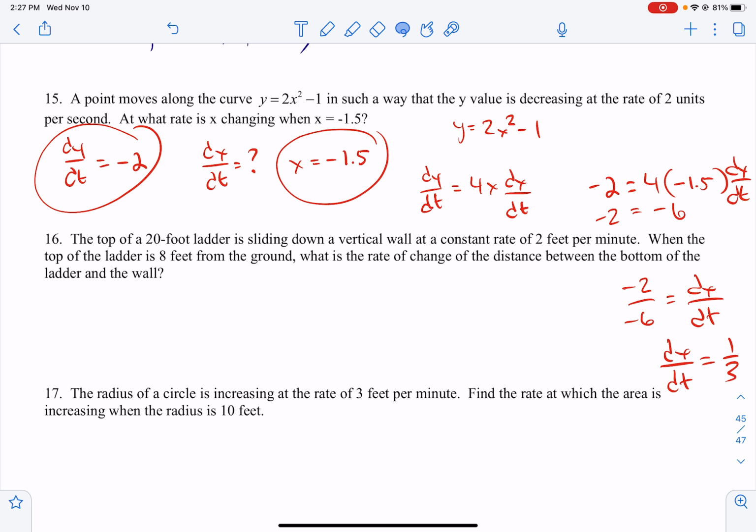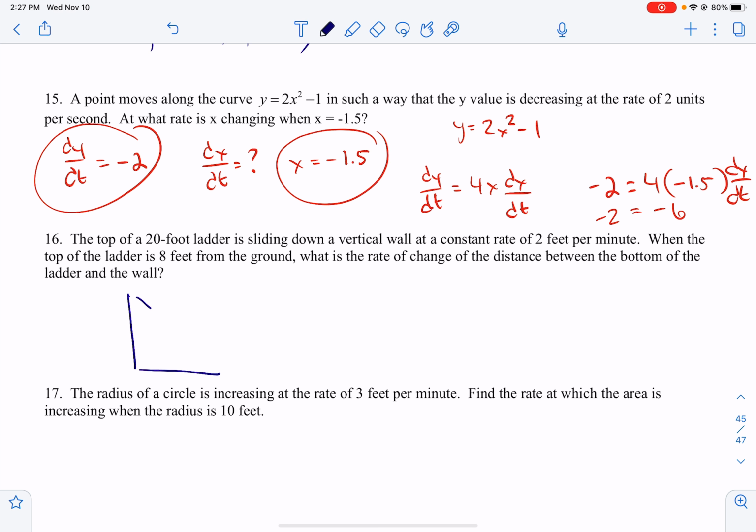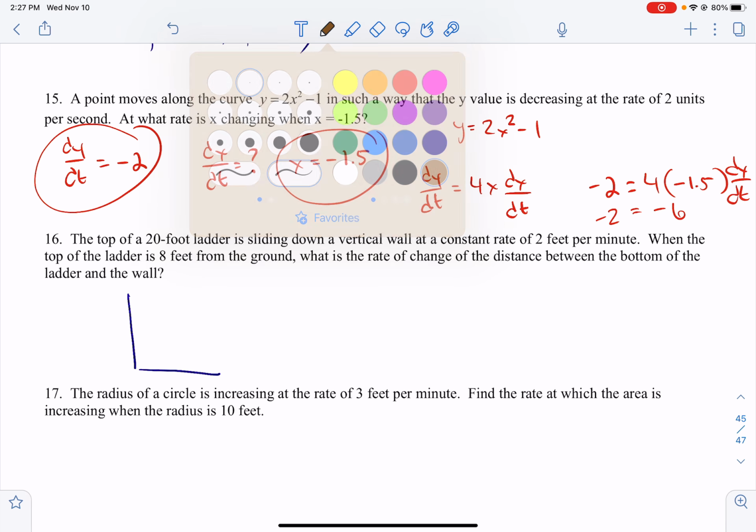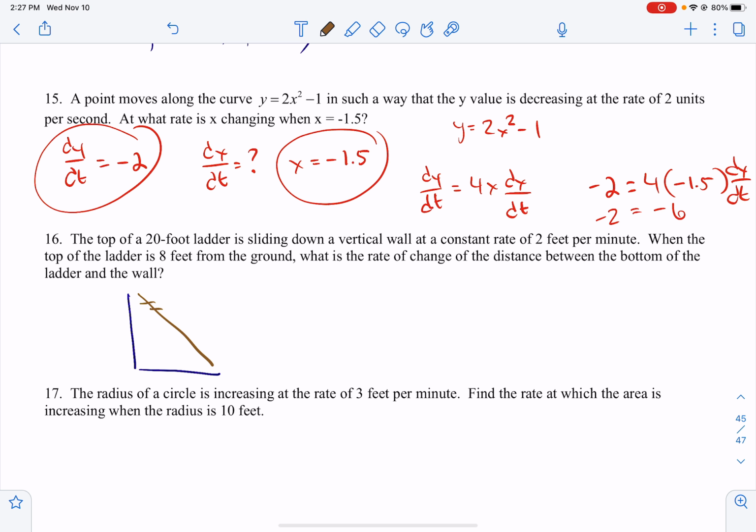Cool. We like those ones. So let's do some more. At the top of a ladder, of course there's a ladder question, is sliding down a vertical wall. So here is my vertical wall, and here is my, you know what? We're not going to do a blue ladder. We're going to do a brown ladder. I don't know why. It's not changing, so we'll pretend it's made of wood.